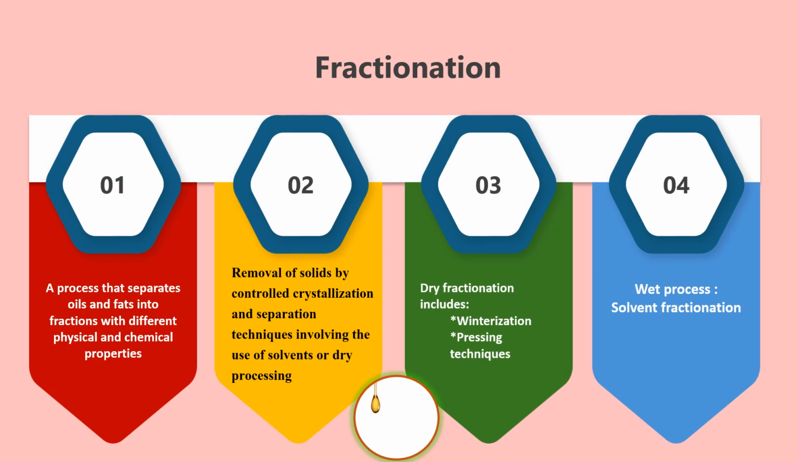Fractionation is a process that separates oils and fats into fractions with different physical and chemical properties. It is the removal of solids by controlled crystallization and separation techniques involving the use of solvents or dry processing. There are two methods here. One, dry fractionation, which includes winterization and pressing techniques. There is also a wet process, which is the common solvent fractionation.